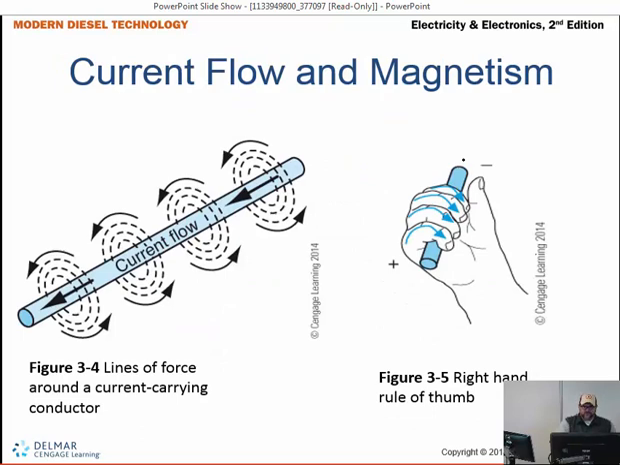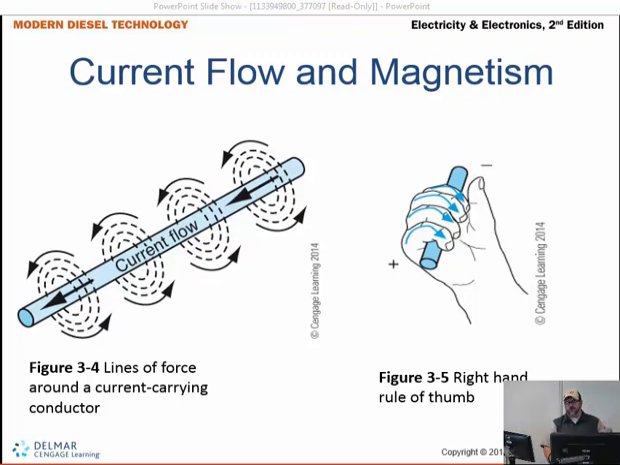All right, so here we have the current flow and magnetism, and we have that right-hand rule of thumb. So this right-hand rule of thumb is just basically talking about current flow. So if we're talking about electrical current flowing from positive to negative, whichever way our thumb is facing, that's the direction of the arrows. Again, that's a physics property, and it's great.